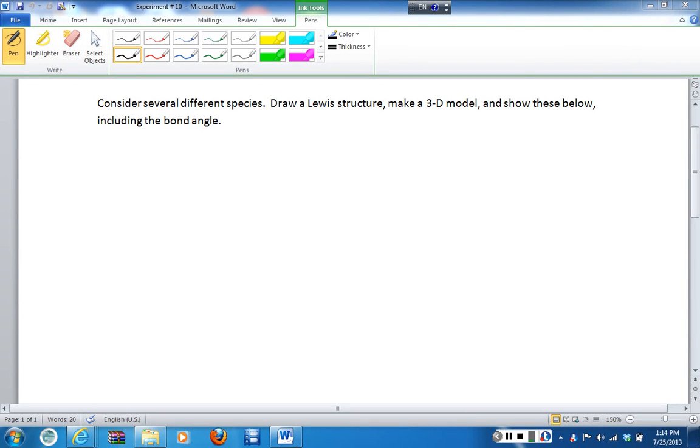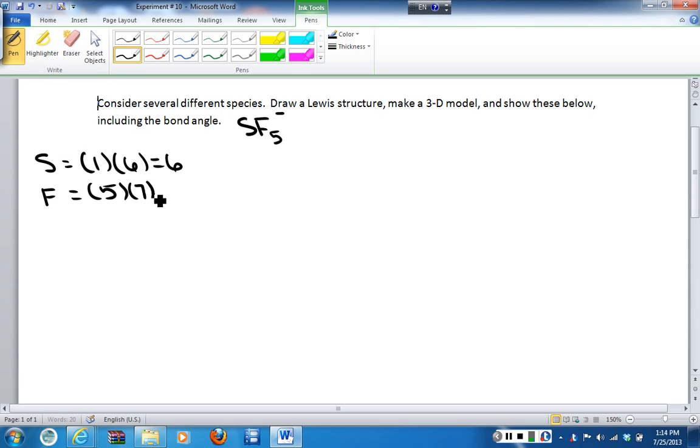Okay, so for our next example, we are going to do SF5 minus. So for this structure, if we generate the Lewis structure, we need to determine the total number of valence electrons in the structure. So for sulfur, we know that there is one of them, and it is in group 6. For the fluorine, there are 5 of them, and they are in group 7. And because this has a charge, we know we need to account for that in our tally, and since it's -1, we need to add an additional electron to account for the charge. So when we finish adding this up, we know that our structure should have 42 valence electrons.